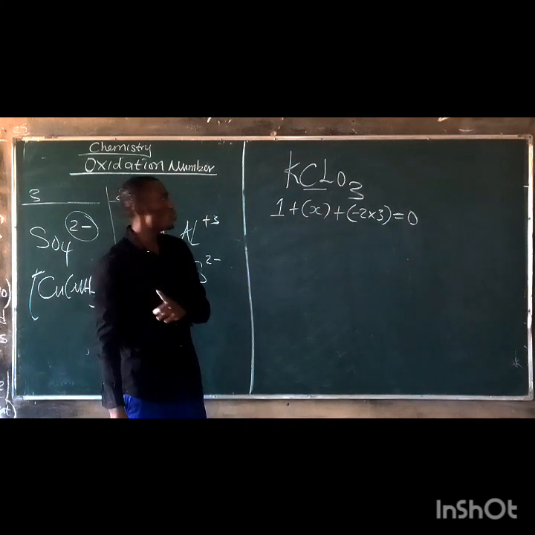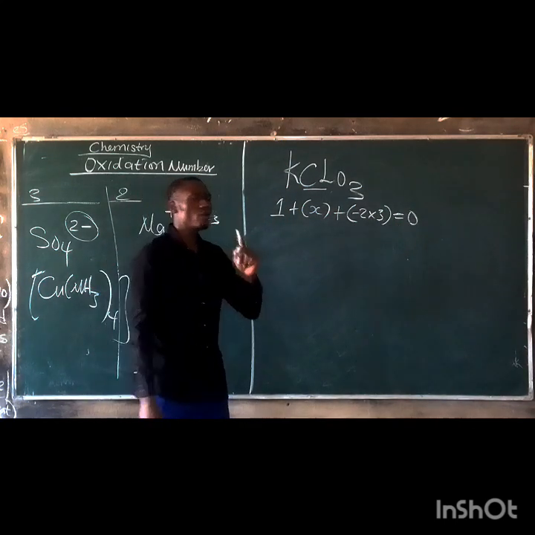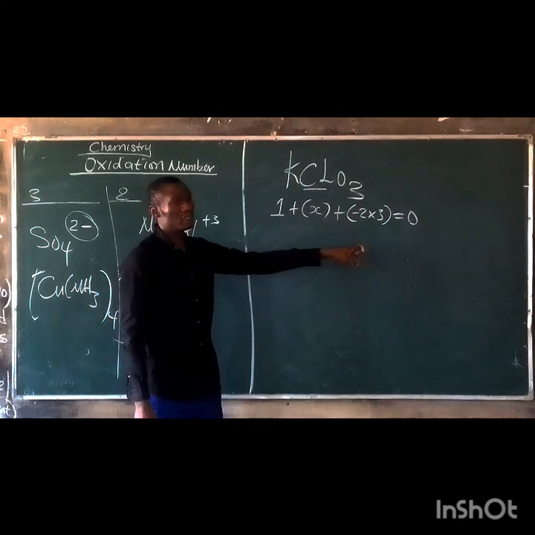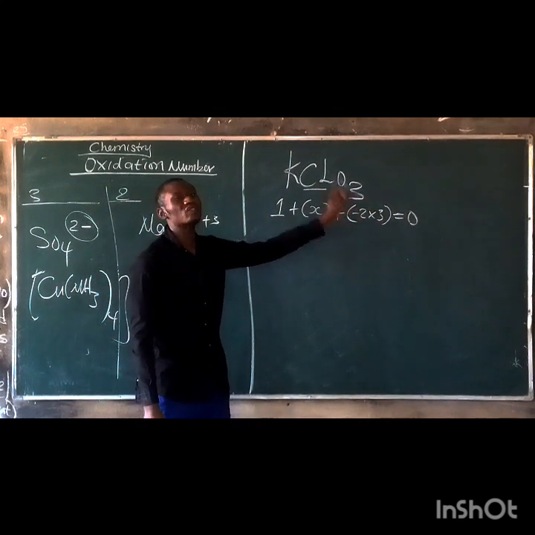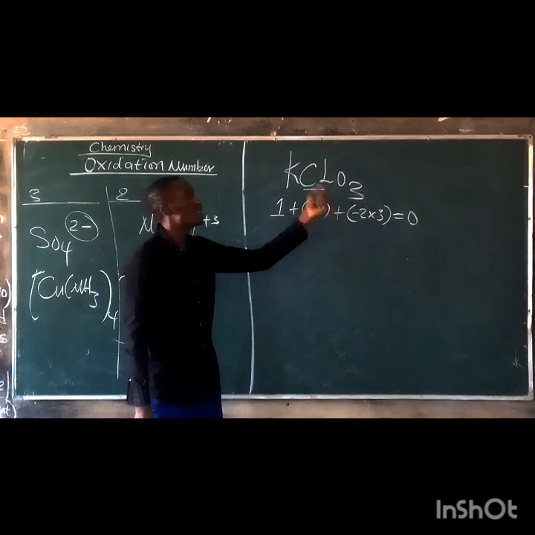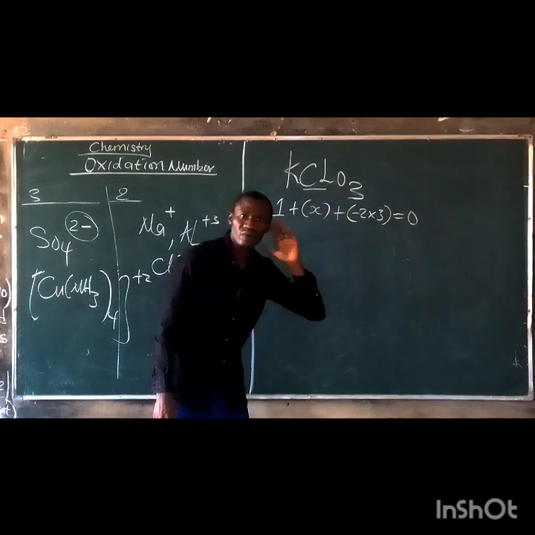Well, I'm forgetting one rule. The rule states that for a compound, the overall charge is 0. For a compound, the overall charge is what? 0. That's the last rule.